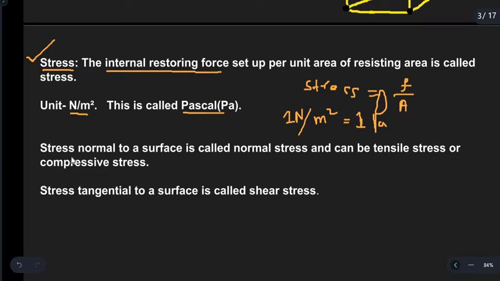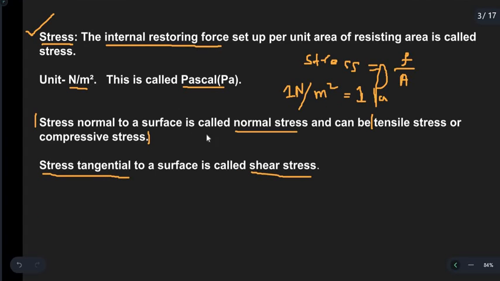Now, if the stress is normal to a surface, it is called normal stress, and normal stress can further be classified into tensile stress and compressive stress. We will come to that later. We'll study the various classifications of tensile and compressive stress. Another thing we will study is tangential stress, which is very importantly called shear stress. We'll study all these things.